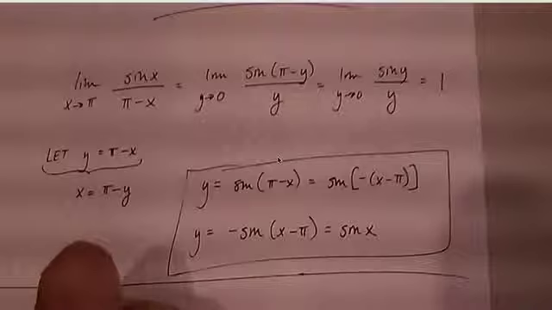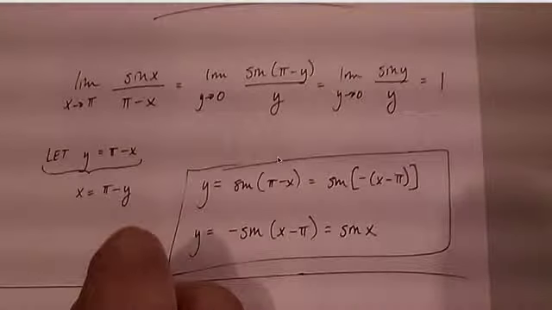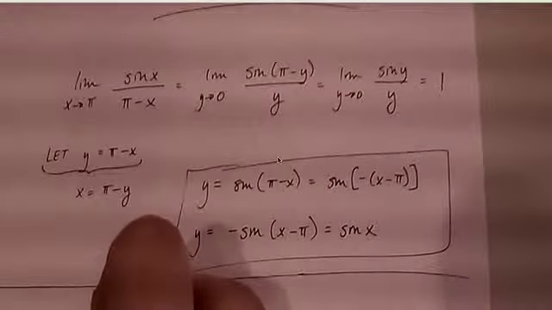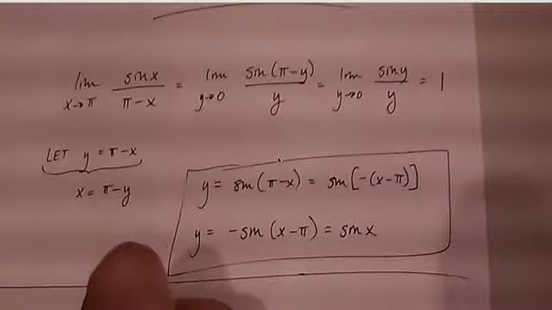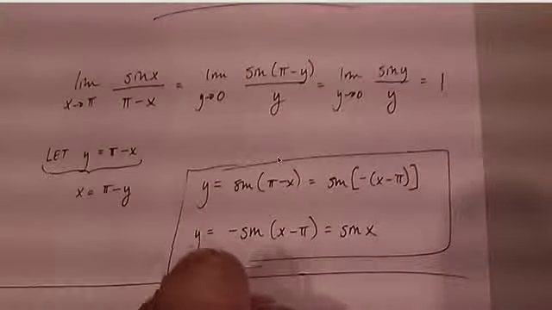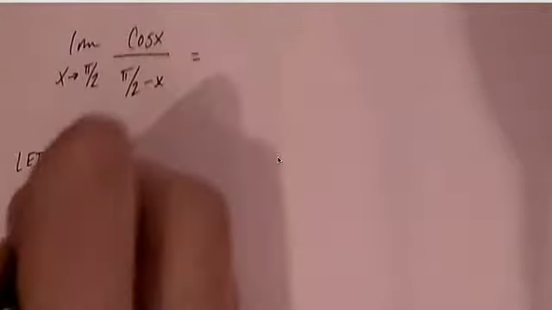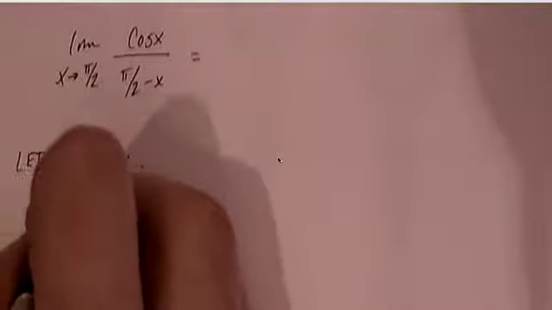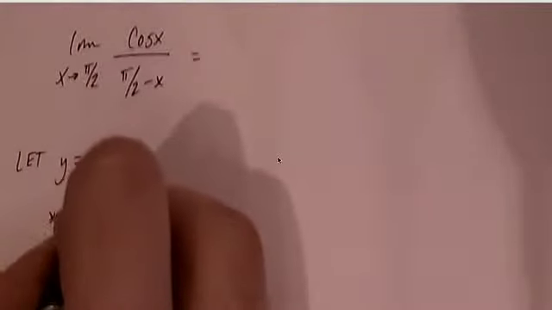This one might actually be just a little more straightforward. Well, yes and no. We'll see. The same strategy is going to be employed here. I'm going to use a replacement variable, and in using that replacement variable, I just have to do the same move. Let y equal, but instead of pi minus x, I'm going to call it pi over 2 minus x. And then, of course, again, I'm going to have to solve for x.